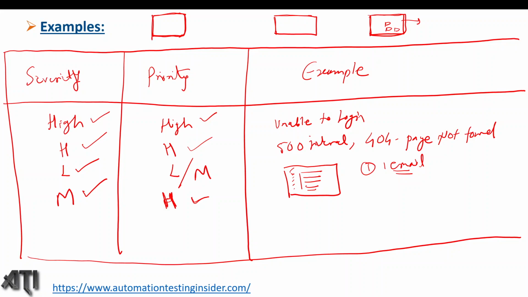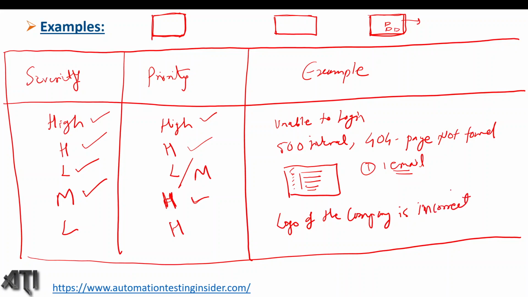Now let's talk about low severity and high priority defect, guys. High priority. So the logo of the company is incorrect.